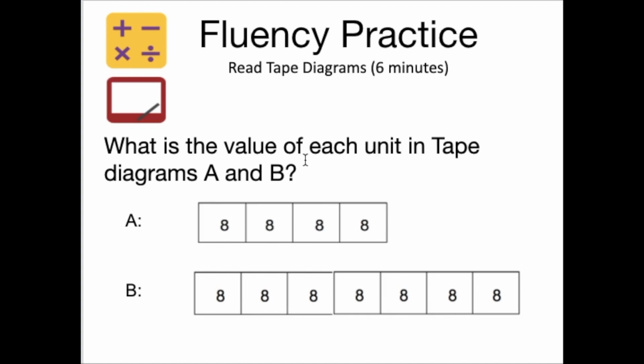What is the value of each unit in tape diagrams A and B? So for tape diagram A, I have 4 units. Each unit has the value of 8. That's the equation 4 times 8. 8, 16, 24, 32. Skip counted to find my answer.